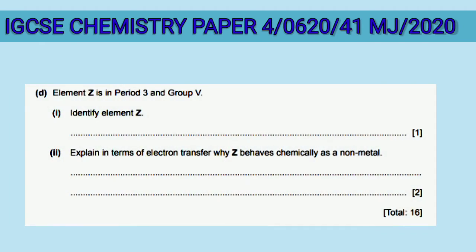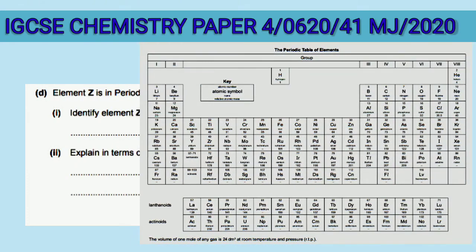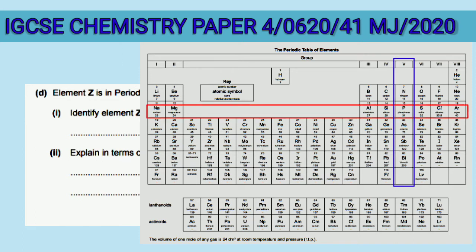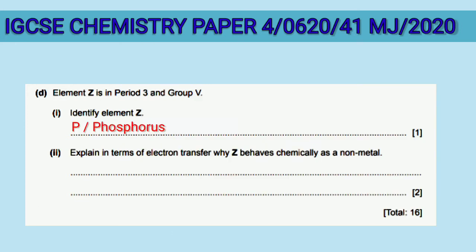Sub-question D. Element Z is in period 3 and group 5. Identify element Z. Let us try to locate it in the periodic table. The element belonging to period 3 and group 5 is phosphorus. Question D2. Explain in terms of electron transfer why Z behaves chemically as a non-metal.